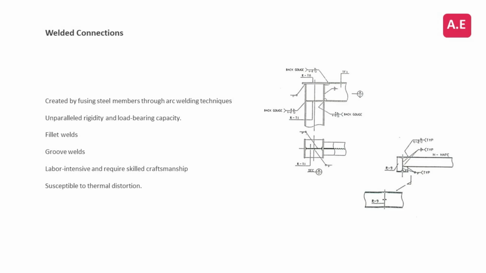Welded connections, created by fusing steel members through arc welding techniques, offer unparalleled rigidity and load-bearing capacity. Fillet welds, which form triangular joints along the edges of members, are common for non-critical connections, while groove welds provide full penetration for high-stress applications. Welded joints eliminate the need for bolt holes, preserving the structural integrity of members, and are often used in custom geometries, such as space frames in LNG terminals.